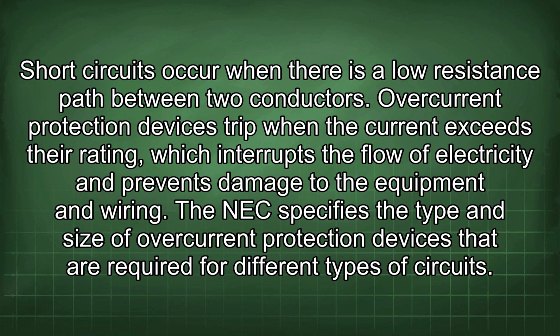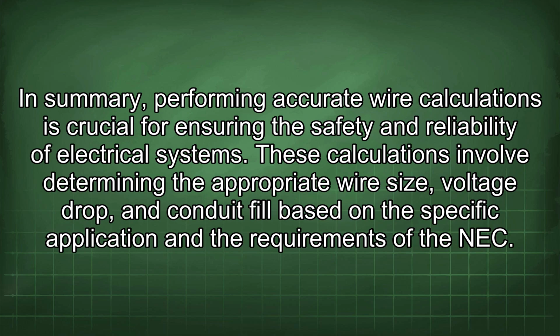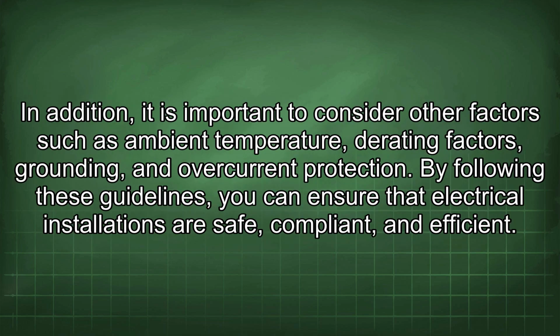In summary, performing accurate wire calculations is crucial for ensuring the safety and reliability of electrical systems. These calculations involve determining the appropriate wire size, voltage drop, and conduit fill based on the specific application and the requirements of the NEC. In addition, it is important to consider other factors such as ambient temperature, derating factors, grounding, and overcurrent protection. By following these guidelines, you can ensure that electrical installations are safe, compliant, and efficient.